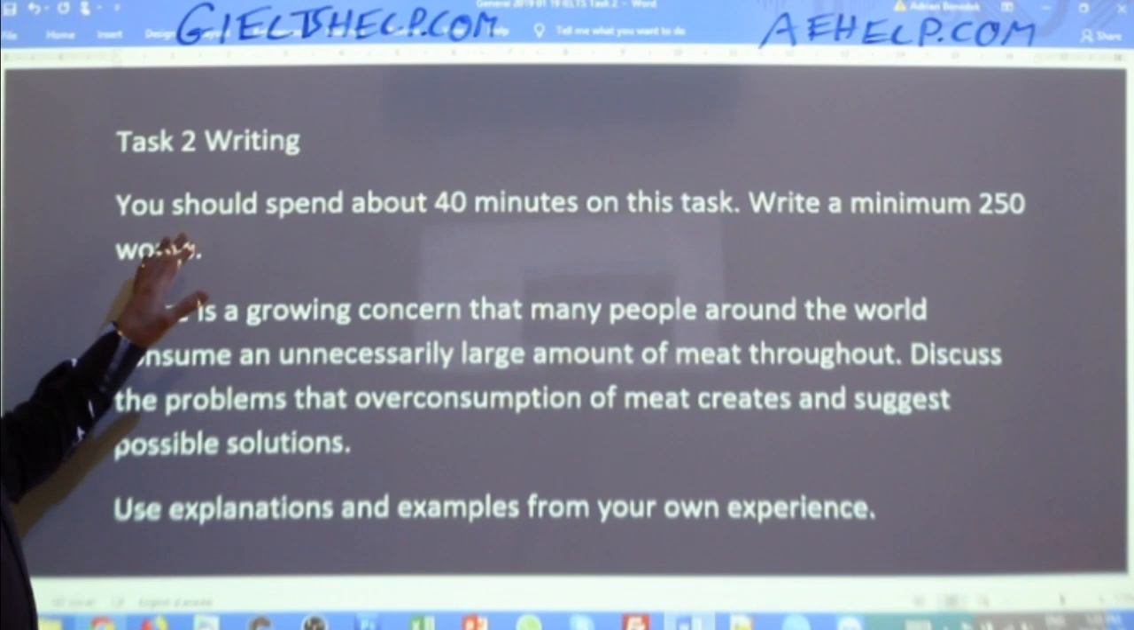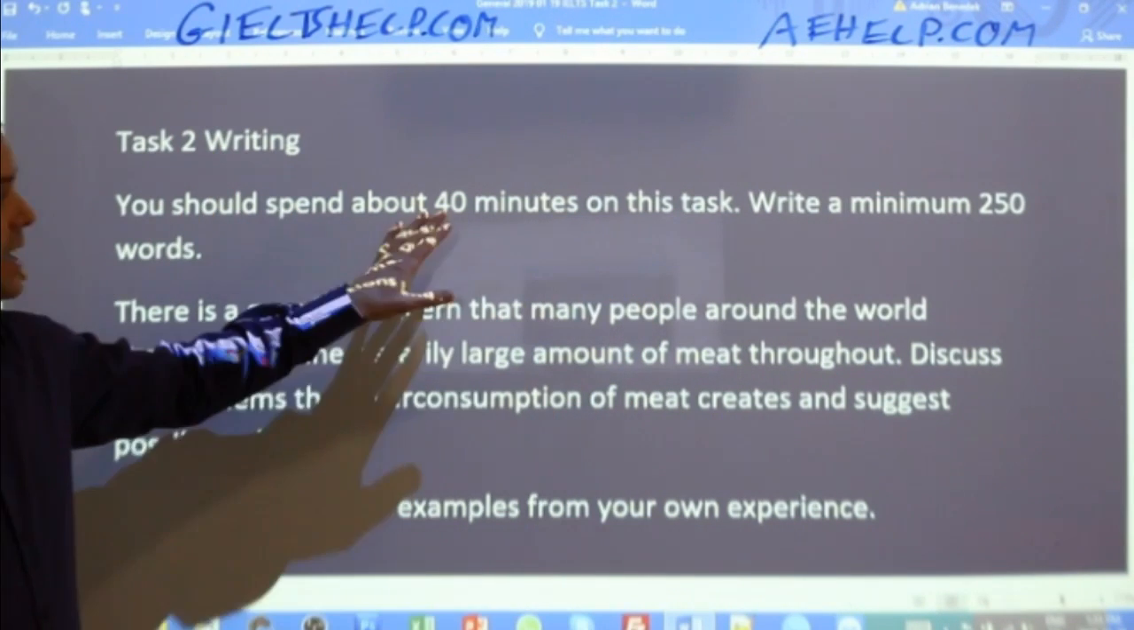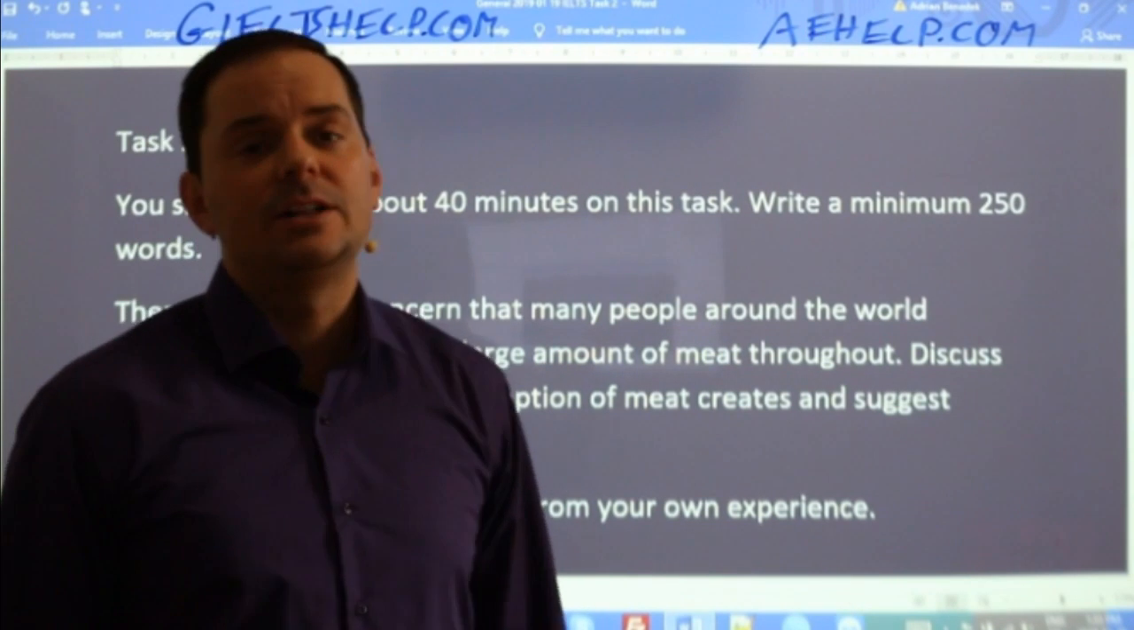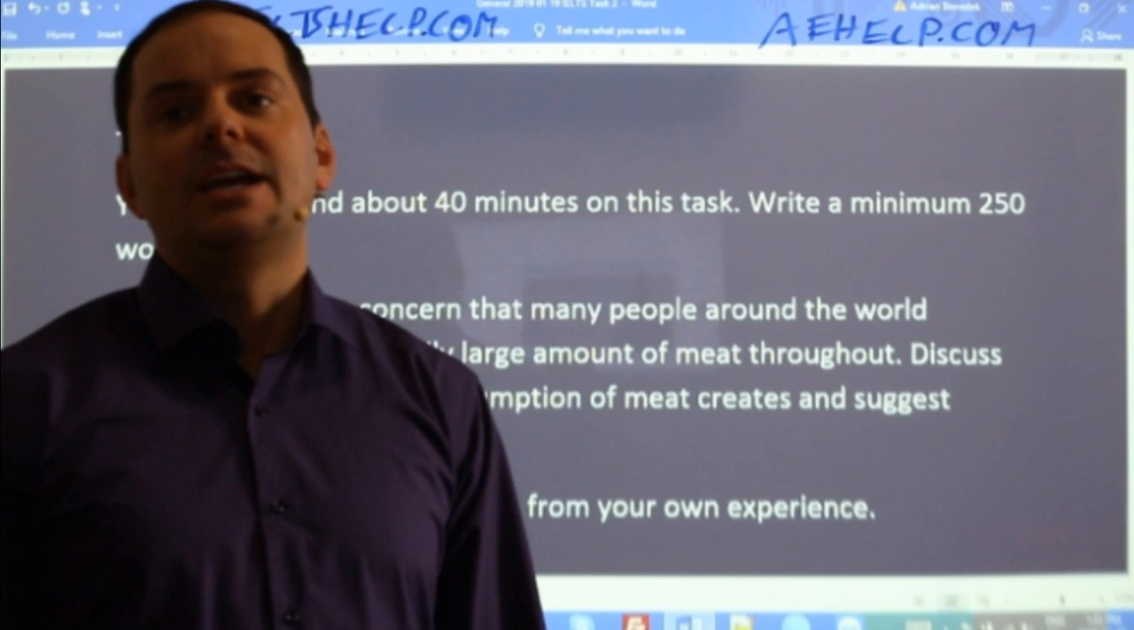Writing Task 2, you should spend about 40 minutes on this task, okay? The writing section is 1 hour total in the IELTS. Task 1 is 20 minutes. Task 2 is 40 minutes.